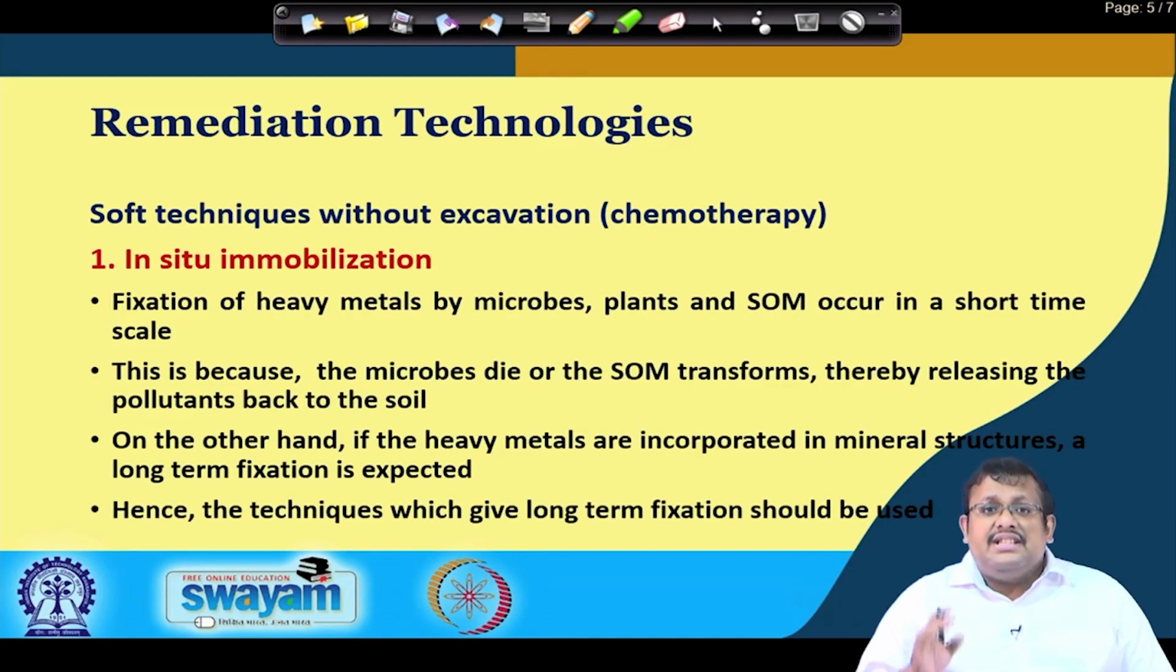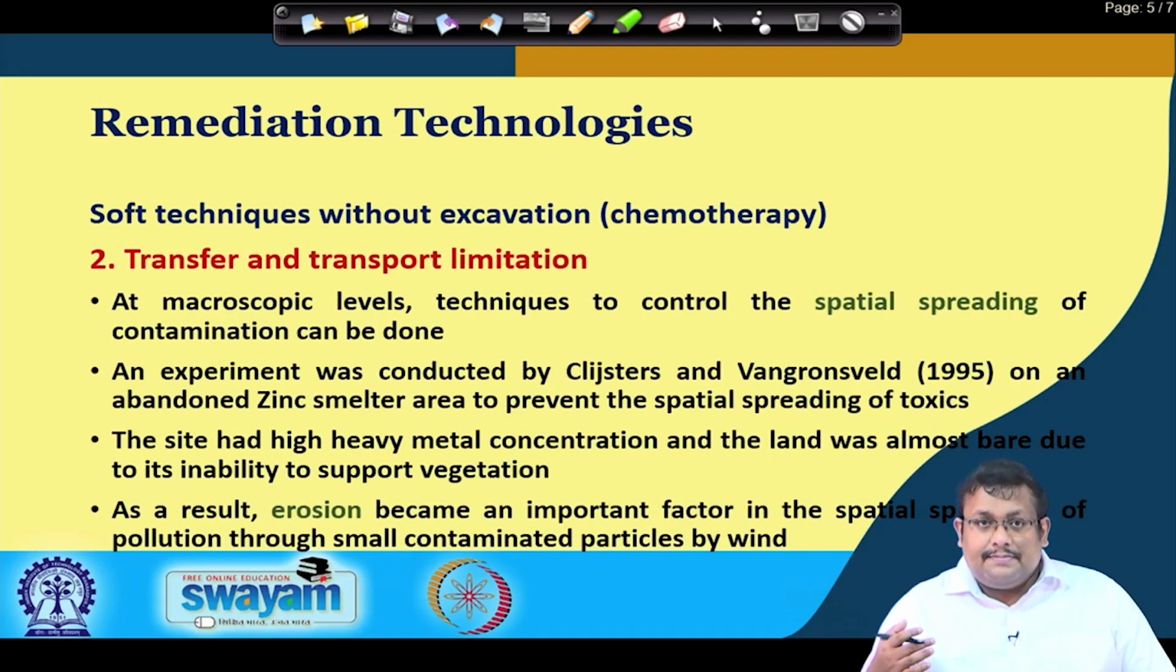Now remember that fixation of heavy metals by microbes, plants and soil organic matter, all of these can fix the heavy metals, but their fixation occurs in a short time scale. This is because the microbes die or the soil organic matter transforms or oxidizes, thereby releasing the pollutants back into the soil. On the other hand, if the heavy metals are incorporated in the mineral structure, long term fixation is generally expected. So, the techniques which give long term fixation of the heavy metals must be used for this chemotherapy process or in situ immobilization process.